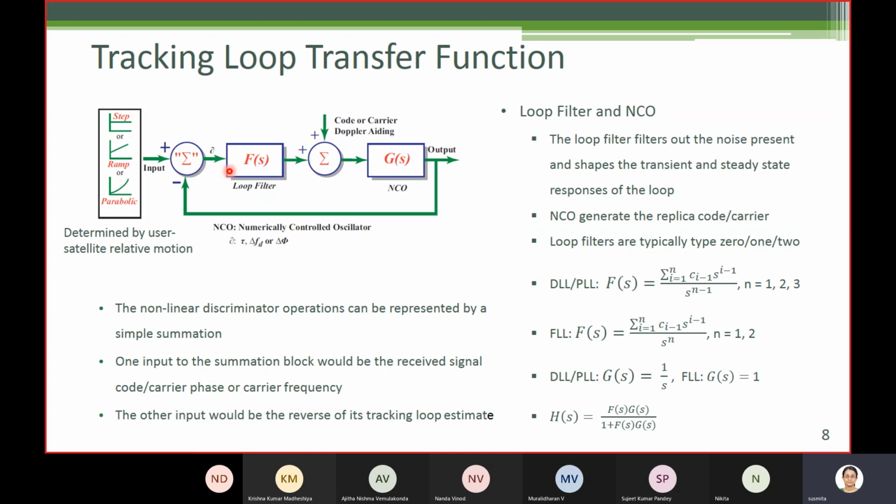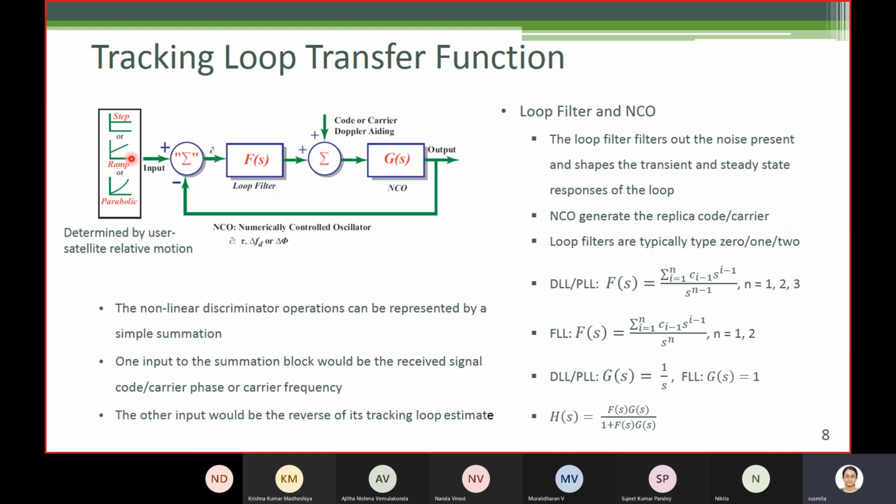If it is a Doppler tracking loop, this is the incoming Doppler, the actual Doppler frequency of the signal, and this is what the receiver generates, FD hat. This will be FD, this will be FD hat, and the difference is delta FD. If it is carrier phase tracking, this will be the incoming carrier phase. This is what the receiver replica says, and the difference is delta phi here. So depending on which parameter you want to track, the loop will change its value.